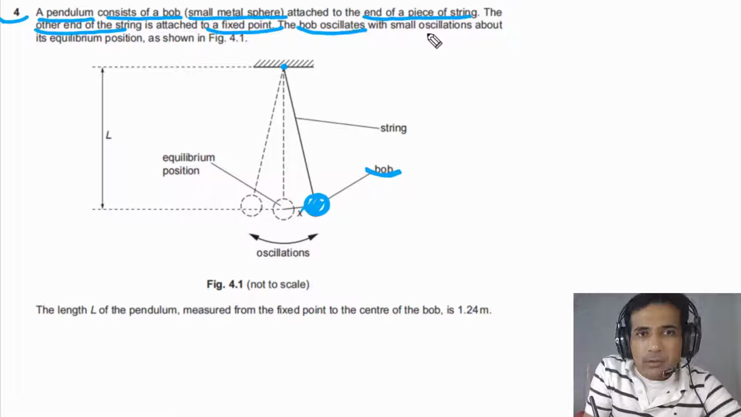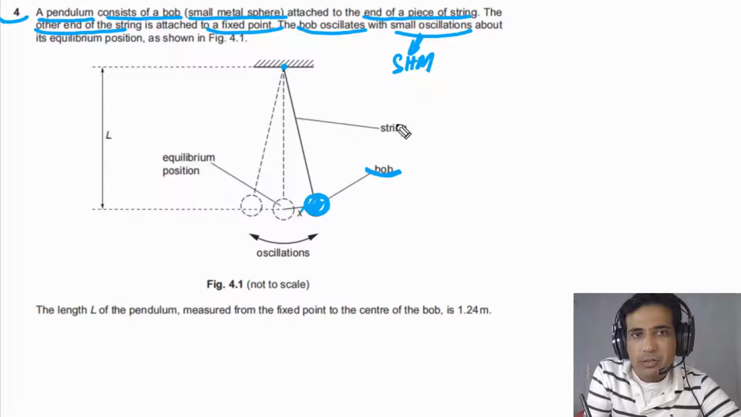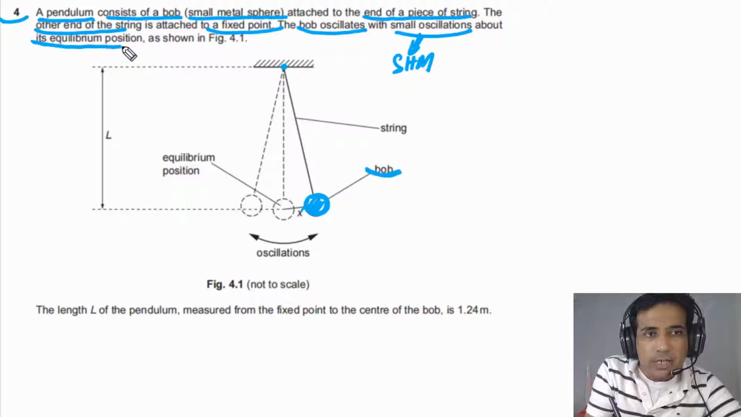The bulb oscillates with small oscillations. Very important point. If the angle of oscillation, means the angle with vertical, is less than 15 degrees, it means the motion of this pendulum is simple harmonic motion. So we can use principles of simple harmonic motion about its equilibrium position as shown in figure 4.1.